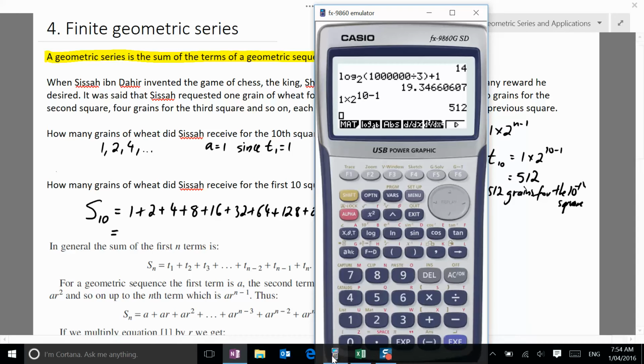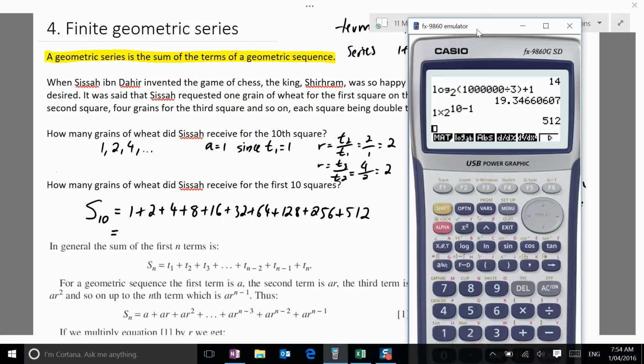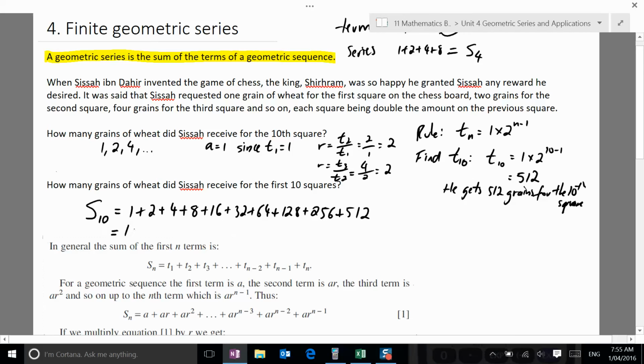Go to our calculator. Hopefully you've got a keyboard to be able to do this as well. Hopefully no errors. 1,023. We get 1,023 grains for the first 10 squares. So we know what S10 should be.